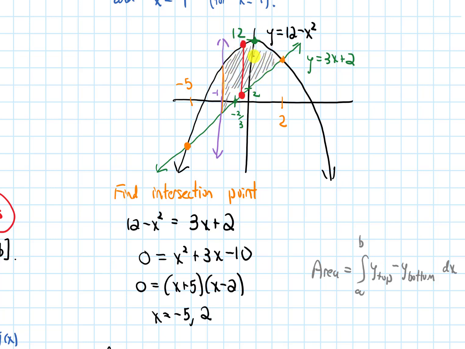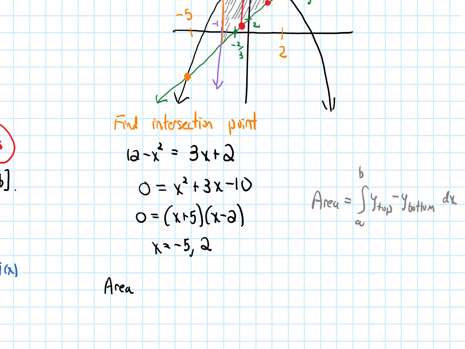So no matter where I draw the vertical line in this picture, even if I were to draw it here, that top function stays as the parabola the whole way, and the bottom function stays as the line the whole way. We'll see some examples later where either the top function or maybe the bottom function will change, and we'll see how to handle that in those future examples. But for right now, it's the same the whole way.